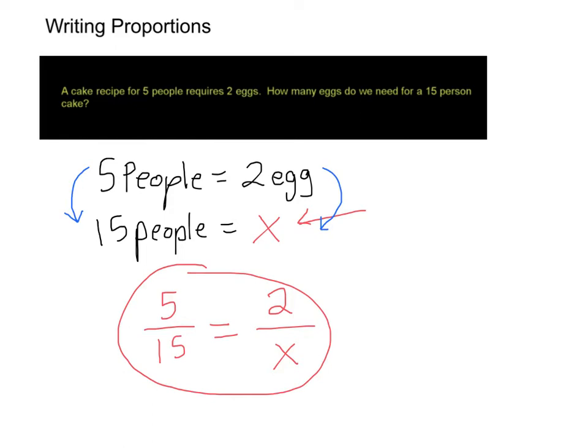This time let's do it like this. 5 people is to 2 eggs as 15 people is to x eggs. Now let's look at both of these. What's across from the 5? It's an x. And in this one, what's across from the 5? It's an x. And what's across from this 15? It's a 2. And what's across from the 2? It's a 15. So this ratio or proportion is set up just like this proportion is. And so if we solve for x in both of these, it would tell us how many eggs we needed.